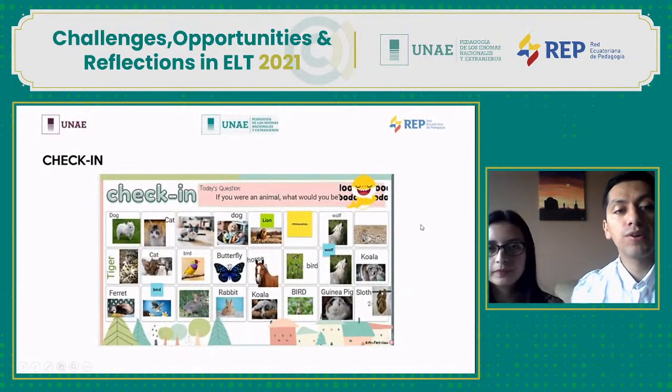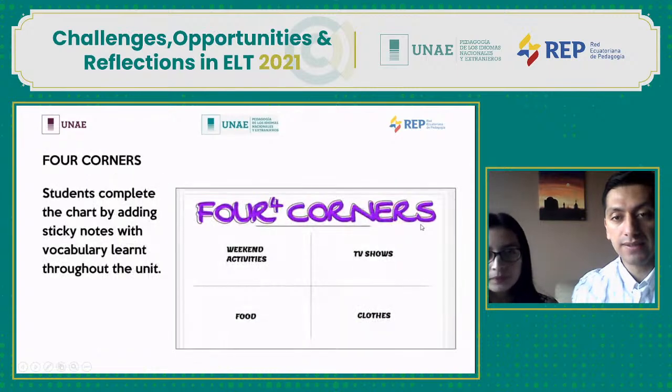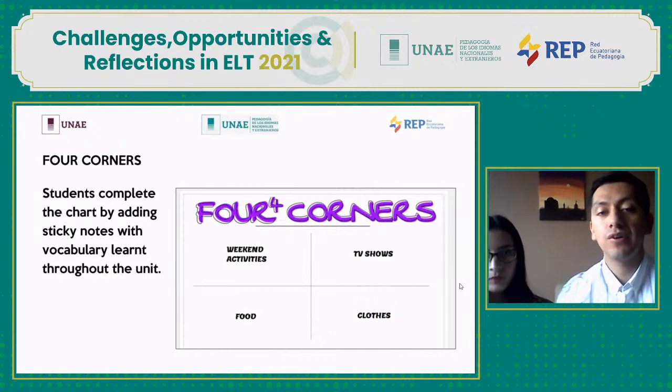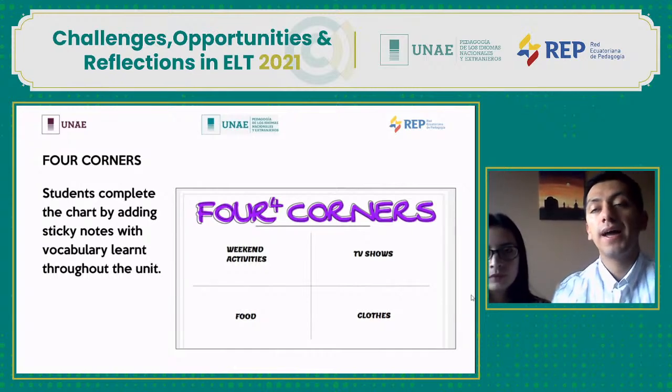Okay, so we're going to continue now with the next activities. All right, and the next one is called Four Corners. So I'm pretty sure that you have done this in the physical classroom, okay? The Four Corners activity basically is to put 4 topics on each corner of the classroom so students can go there and start discussing about what they know, add opinions, and have a communicative activity there.